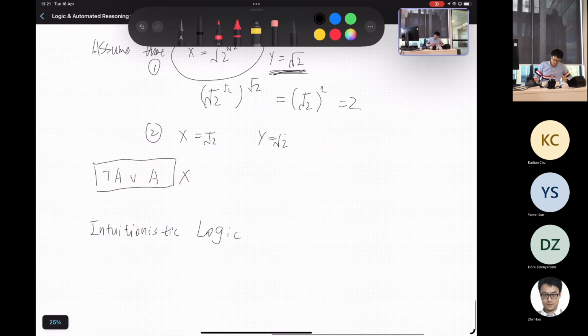And it comes from this word, it's quite complicated, called intuitionism. It actually has a synonym, constructivism. So people say a proof is a constructive proof if you give evidence for every step of your proof. Otherwise, it's not constructive. So intuitionistic logic is also called constructive logic.